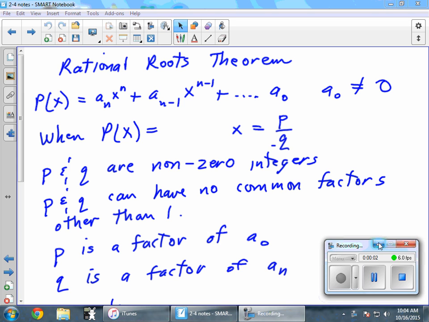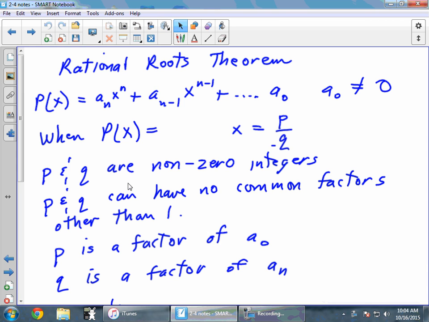So good morning, everyone. Today we're going to talk about the rational roots theorem. And when you read the rational roots theorem, it's really confusing. I get it because of the notation. So we're going to work through an example and try to illustrate it a little bit better. It's really not that bad.